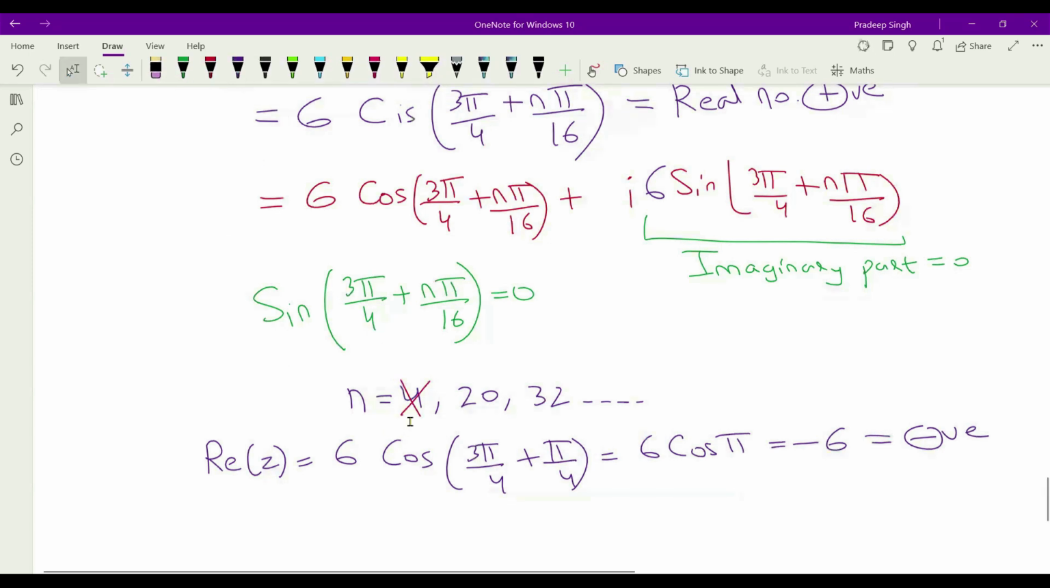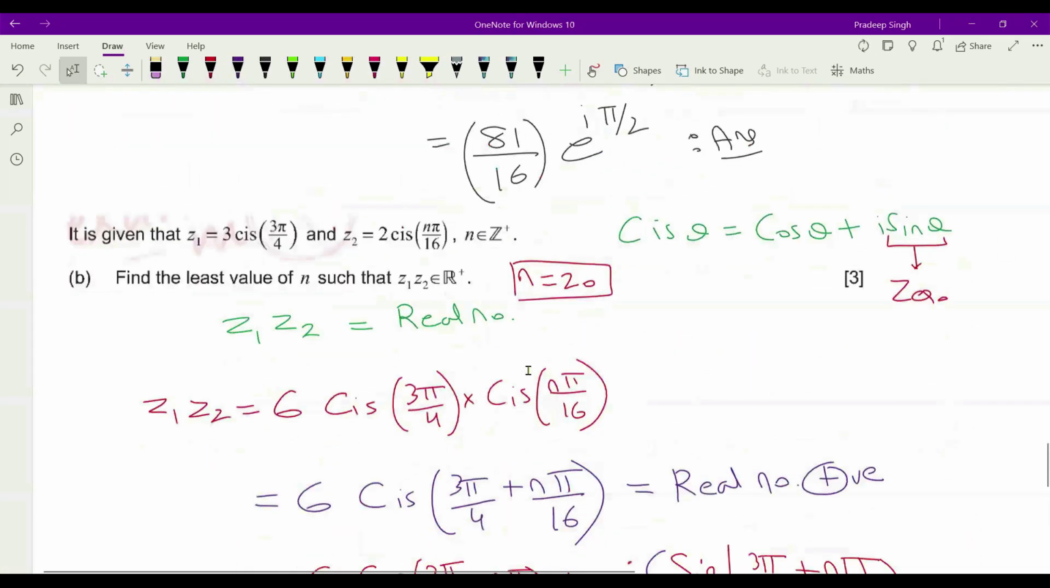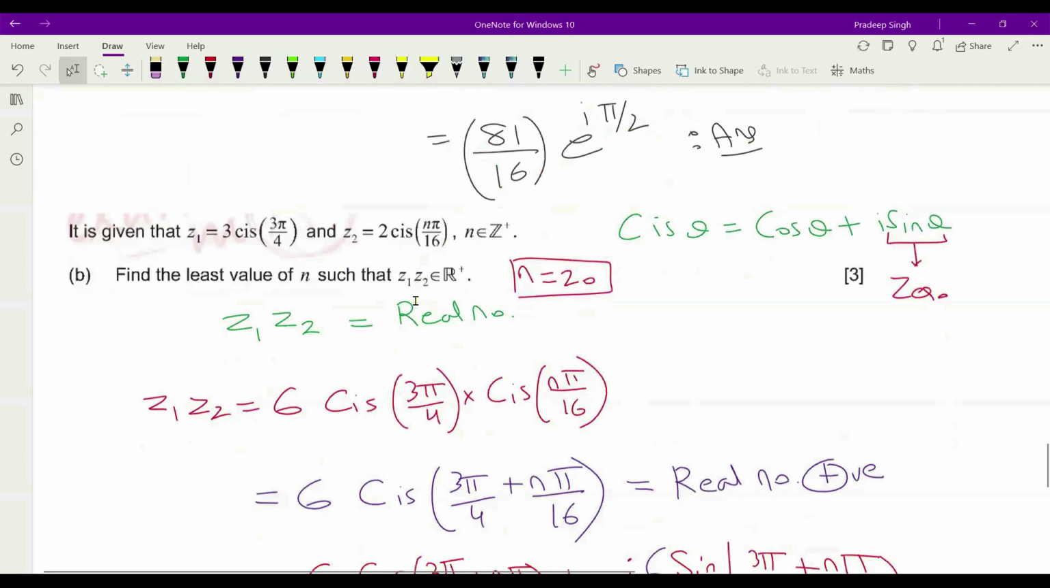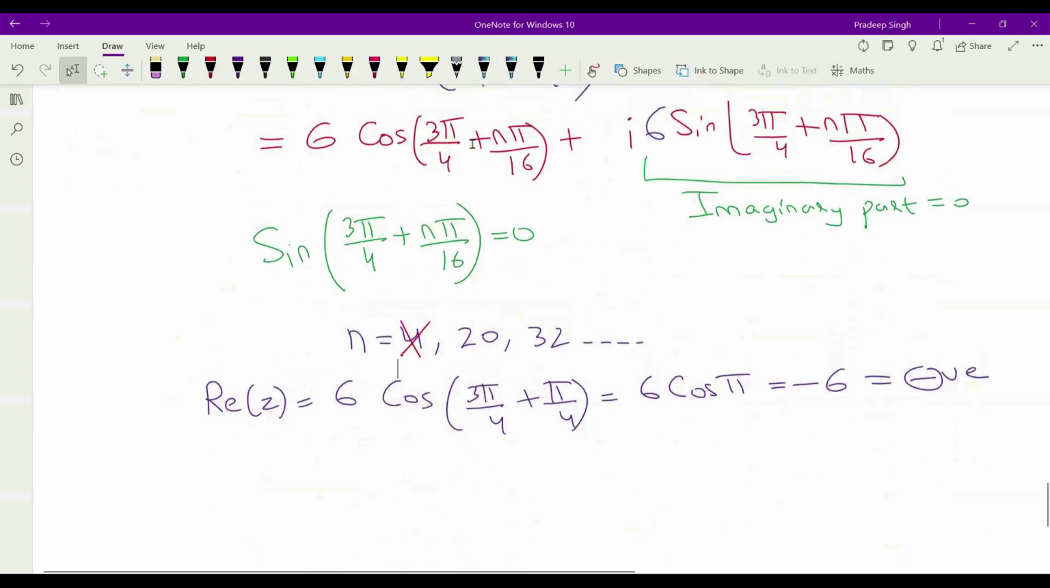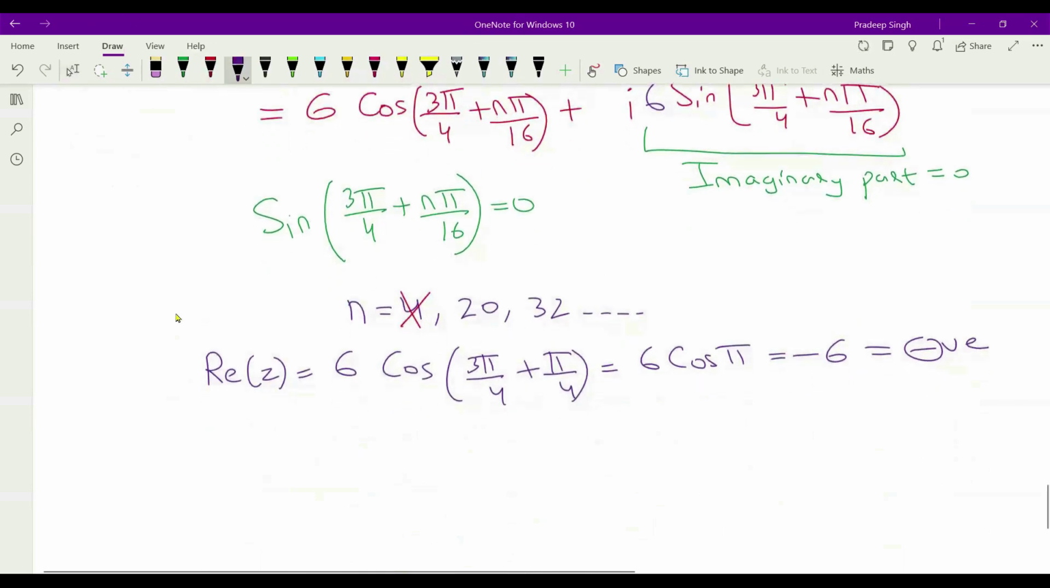Let's repeat, why are we discarding that? Because on putting n equal to 4 in the real part, it is coming out negative, which violates the given condition that the product has to be a positive real number. So n equal to 4 is definitely out. Now let us check n equal to 20. Does the real part become positive? So let's write that down. The real part of z will become 6 times cos of 3 pi by 4 plus, now we are putting n equal to 20 over here.